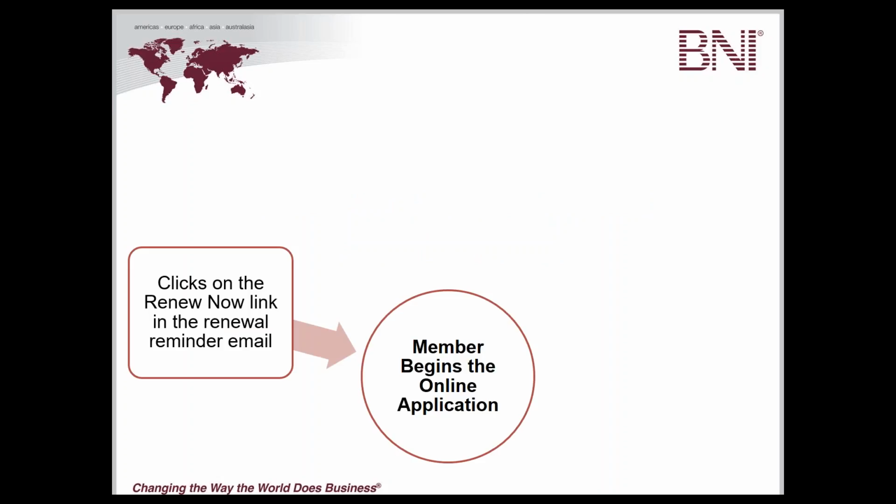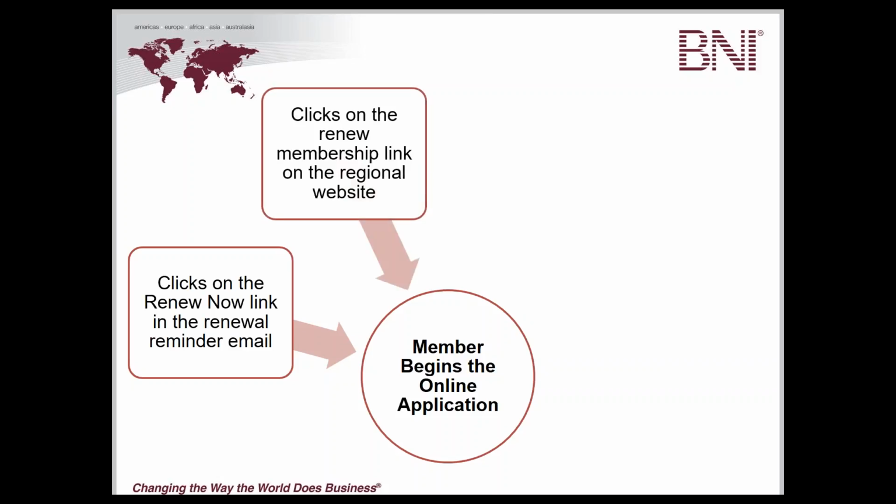So the first of which is you will get an email reminder approximately 60 days before your renewal date saying, hey, you are up for renewal. Would you like to renew now? And there's a button in that email that says, yes, I would like to renew. You click that button, it'll take you right over to that renewal application. You can submit it and the process is now underway.